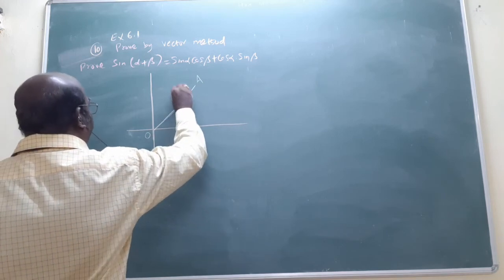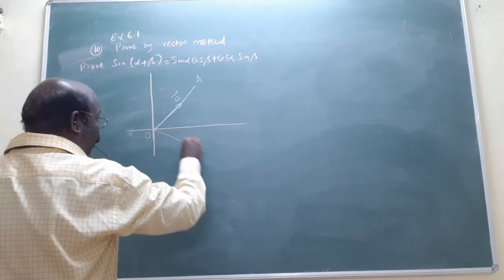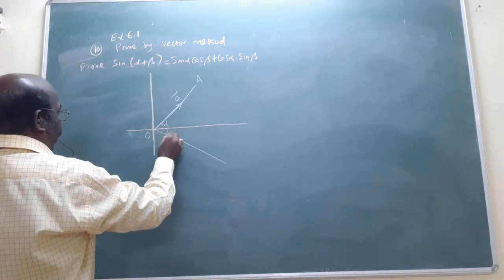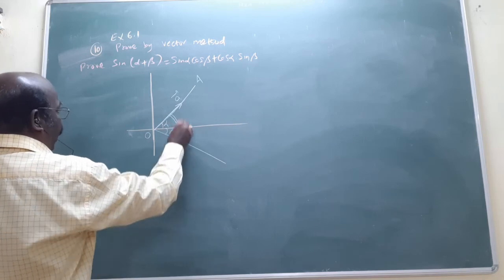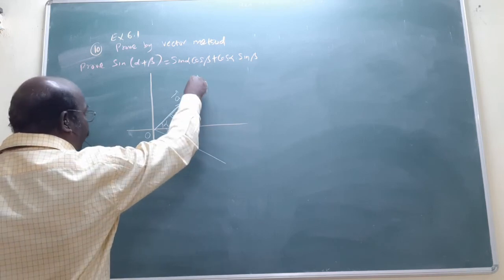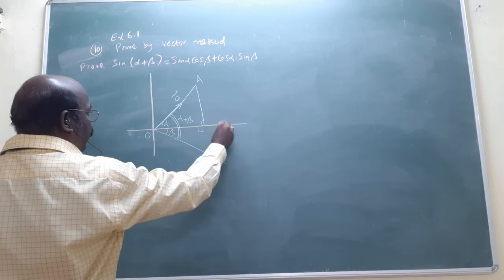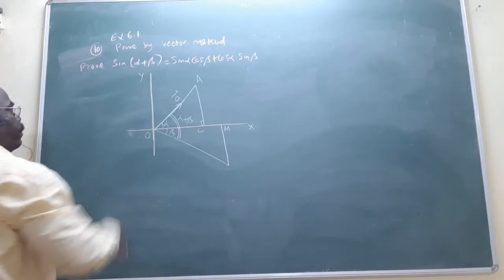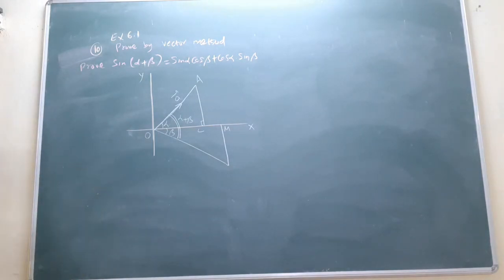Here the B vector will come, because alpha plus beta: this makes an angle alpha, this is angle beta, and the total angle is alpha plus beta. This is a perpendicular line, L, and the perpendicular line, M. It is the same thing, only the diagram has a small change.